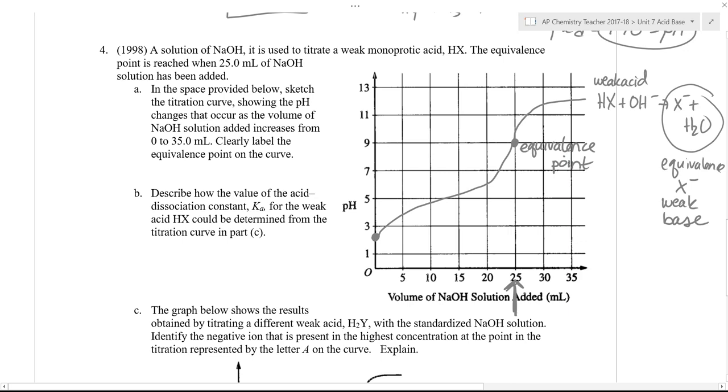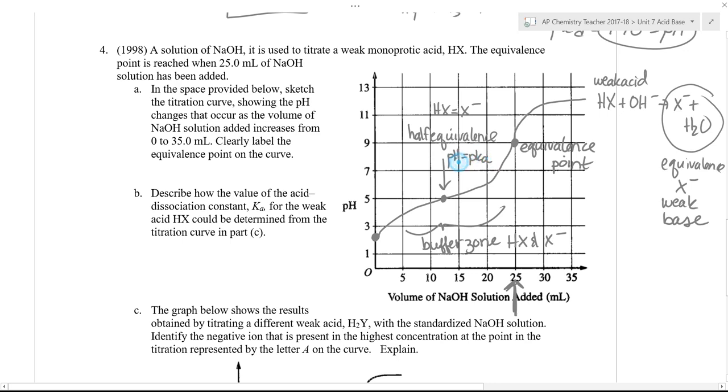And it says, describe how the value of the acid dissociation constant Ka could be determined from the titration curve. So this is where we get to use the fact that when we're looking at a titration, this area in the middle is the buffer zone, where you have a mix of HX and X minus. And if you're exactly at the halfway point, which in this case, since equivalence is at 25 mL, that means that right here at 12.5 mL, at the half equivalence point, the amount of HX and X minus are equal to each other. So at this half equivalence point, pH equals the pKa.